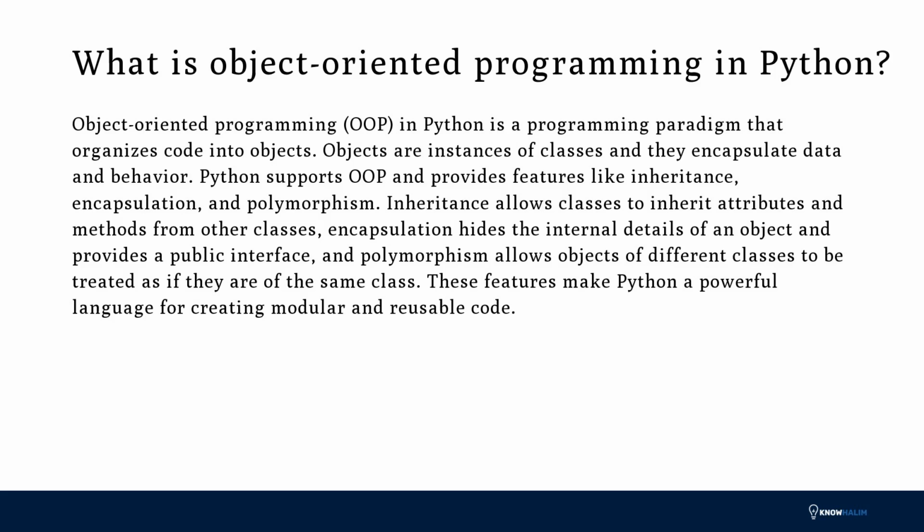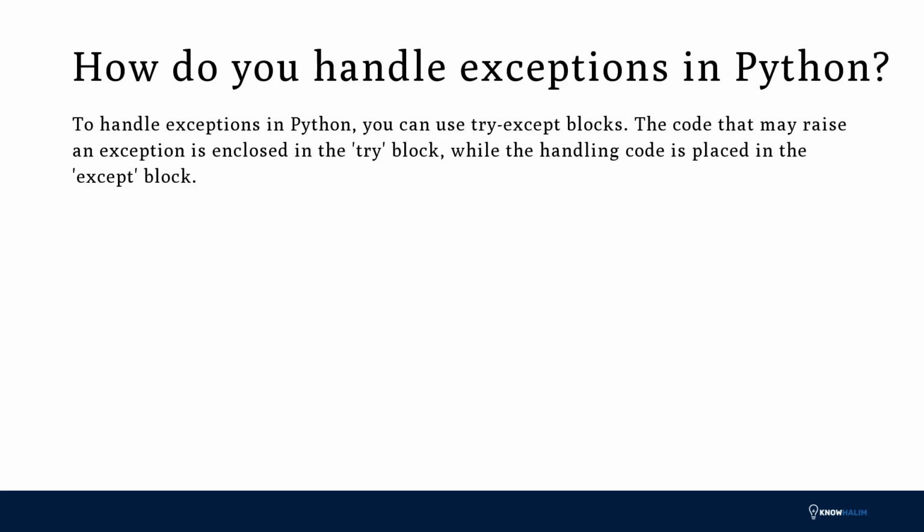Inheritance allows classes to inherit attributes and methods from other classes, encapsulation hides the internal details of an object and provides a public interface, and polymorphism allows objects of different classes to be treated as if they are of the same class. These features make Python a powerful language for creating modular and reusable code.